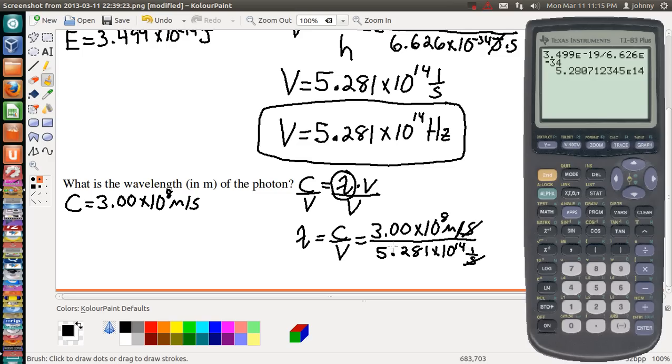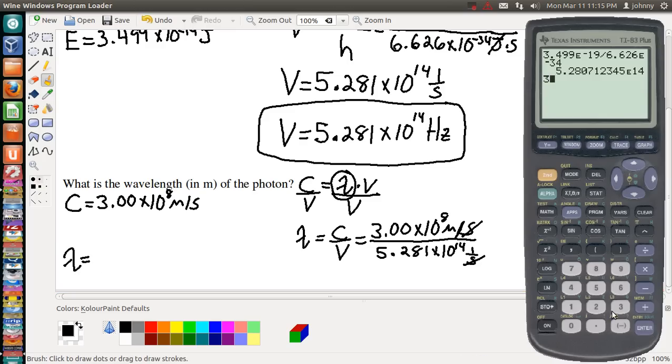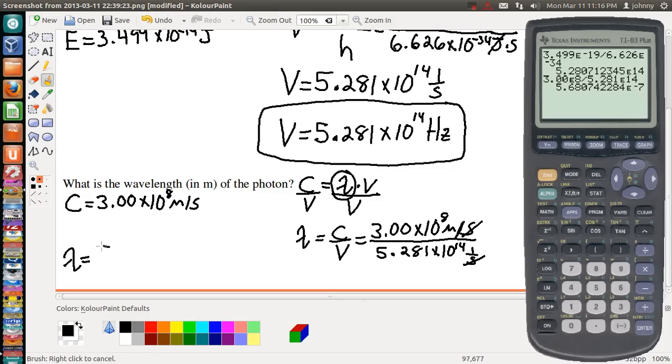But I need to punch this into the calculator later and get my answer. So I'll write it over here. Lambda is equal to what? Well, let's punch it in the calculator. 3.00. Now you could just type 3, that's fine. Times 10 to the 8th divided by 5.281 times 10 to the 14th. Now I'm going to press enter. And I get a number that's relatively small, and that's fine. That's correct.